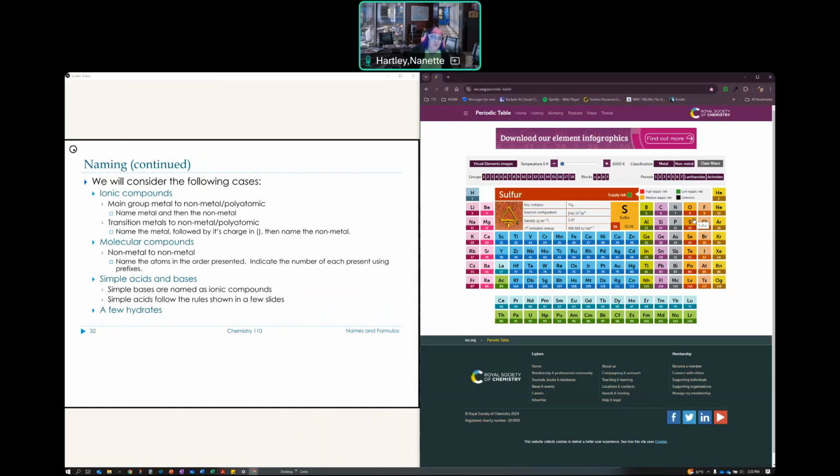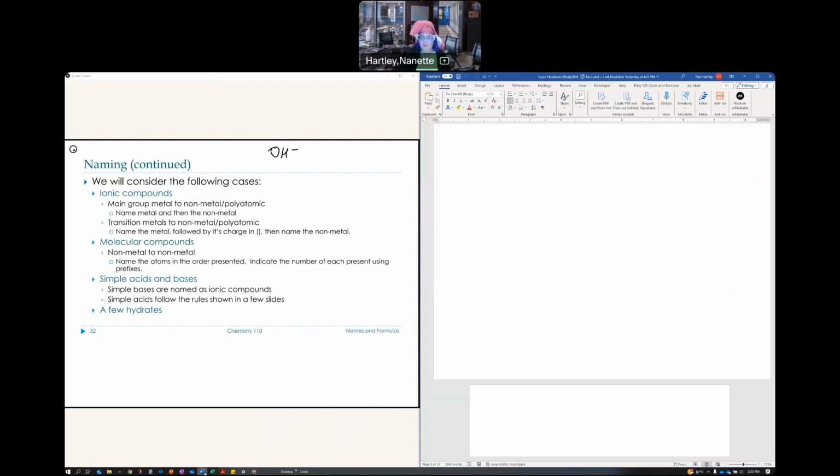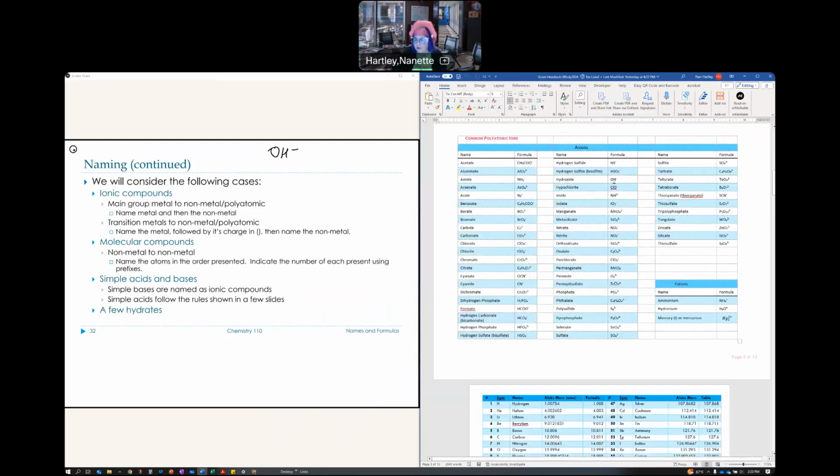We will talk about naming simple acids and bases. Simple bases are named as ionic compounds, okay? So it's going to be like sodium hydroxide, lithium hydroxide, okay? And the hydroxide is the OH minus. It's in your list of polyatomic ions. So if you look, hydroxide is OH minus, okay? So that's when we're talking about that. Simple acids follow the rules that we'll talk about in a few slides. And we'll talk a little bit about hydrates, which are things that have water attached to them.